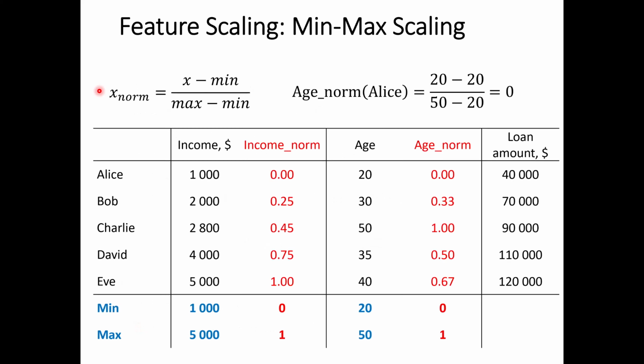Let's demonstrate min-max scaling with an example. Alice's normalized age turns out to be 0 because it matches the minimum age in the dataset. All the other ages fall within the range from 0 to 1, with the maximum age equal to 1. The same happens with income. As a result, both features now share the same range, exactly what we wanted to achieve.